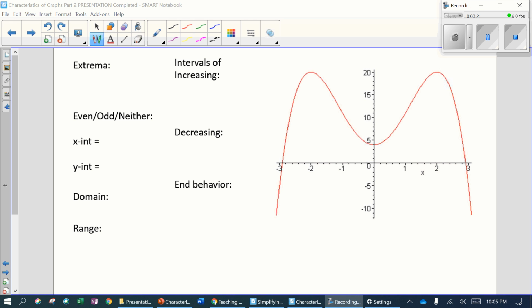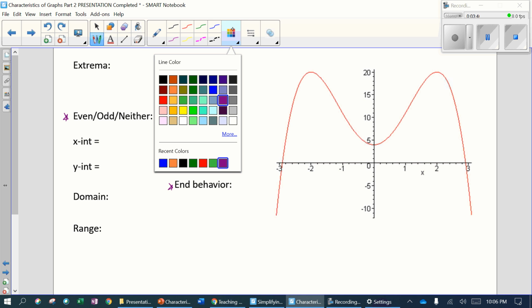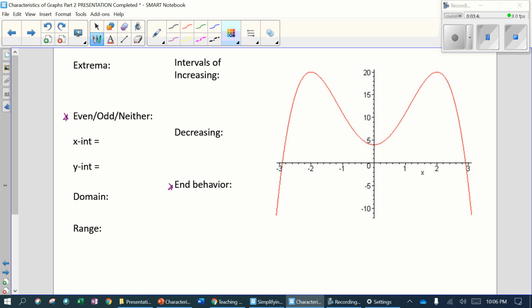Okay, so going back to all the stuff we've talked about so far, we've got extrema, that's the max and mins. We've got intercepts, even, odd, or neither, domain and range, intervals of increasing and decreasing, and then end behavior. So these are the two new ones. The other ones you did in part one. So one at a time. Doesn't matter where you start. I would say intercepts are the easiest ones, right? So we've got an intercept there and an intercept there.